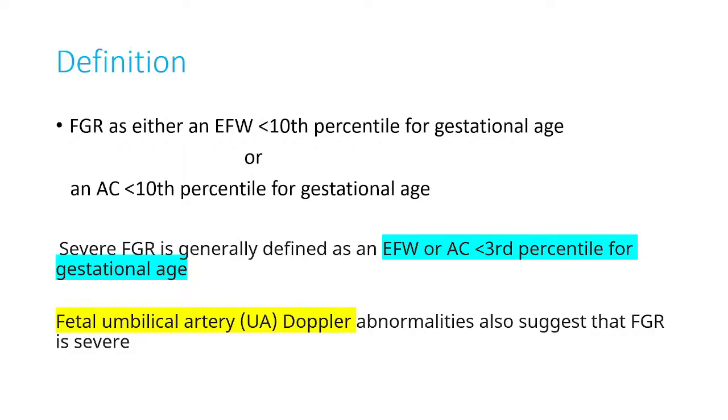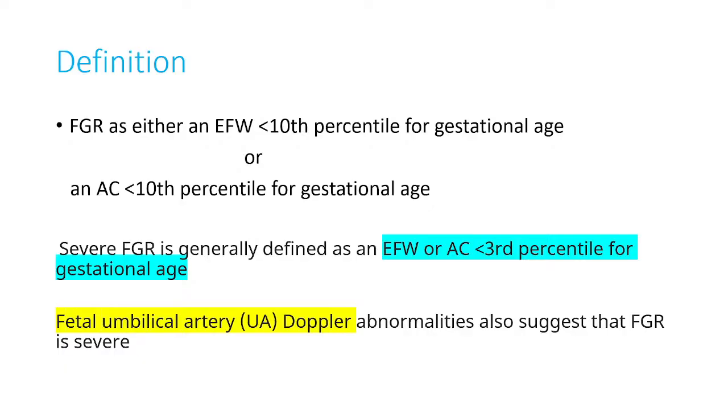After measuring all 4 parameters, a formula is used, called the Hadlock formula or Shepard formula. The machine automatically calculates this formula and gives the fetal weight, and if that fetal weight is less than the 10th percentile for that gestational age, at any gestational age in the pregnancy, that is fetal growth restriction. Similarly, if the abdominal circumference is less than the 10th percentile, it is also fetal growth restriction.